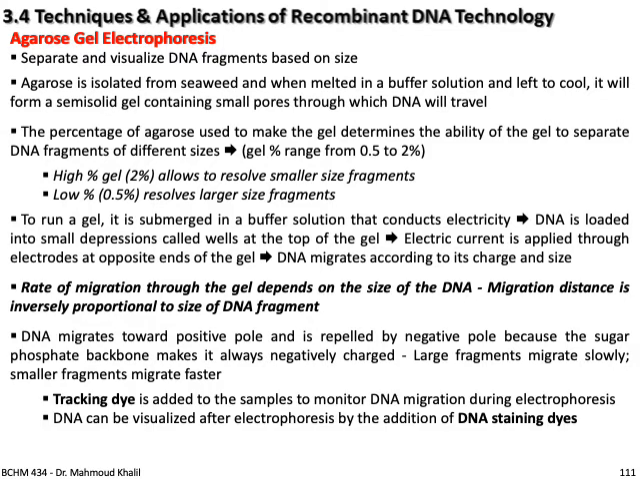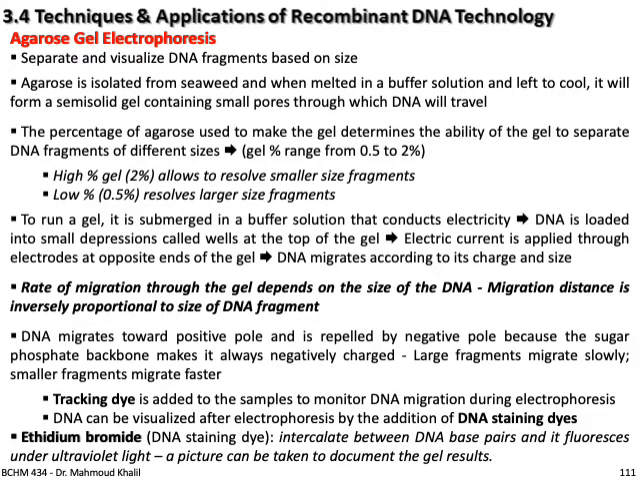We usually use two types of dyes, a tracking dye and a DNA staining dye. The tracking dye is added to the sample to monitor migration visually by eye, while the DNA staining dye is needed to visualize the DNA after the electrophoresis. One of the DNA staining dyes is ethidium bromide. It intercalates between DNA base pairs and it fluoresces under UV light. Then we can take a picture of this DNA.